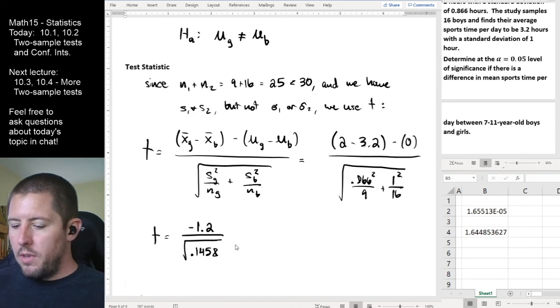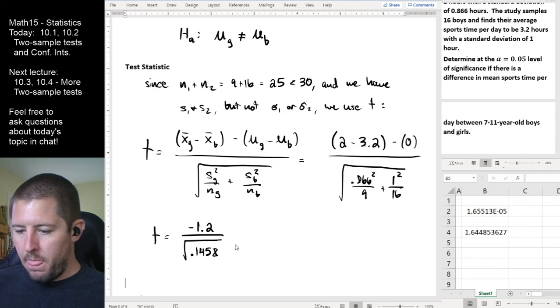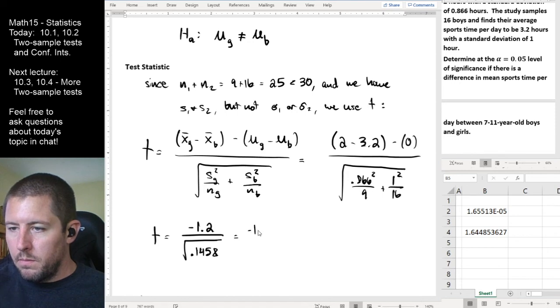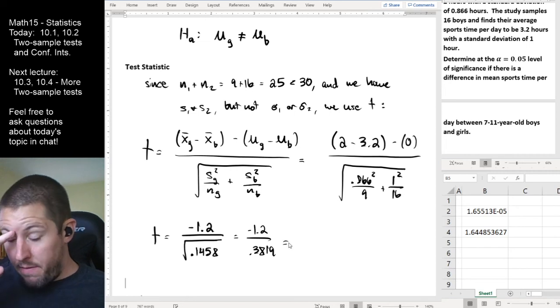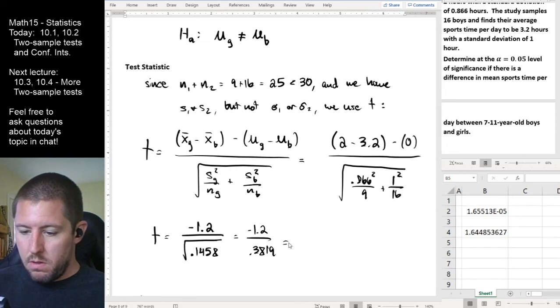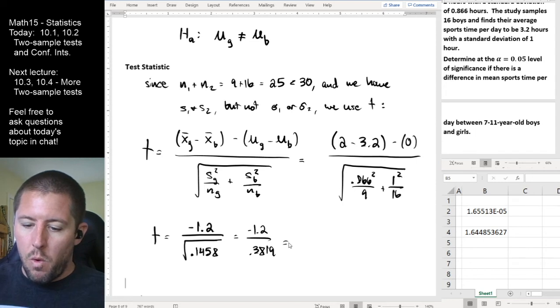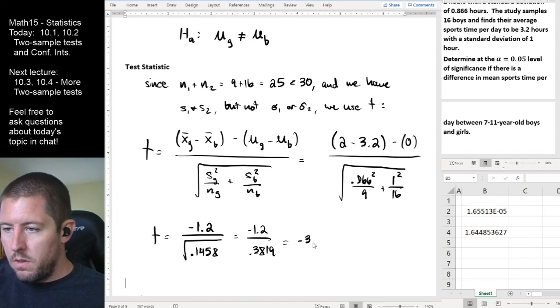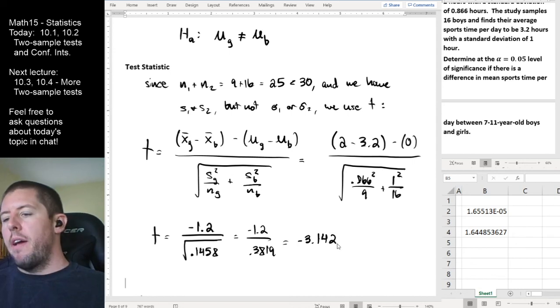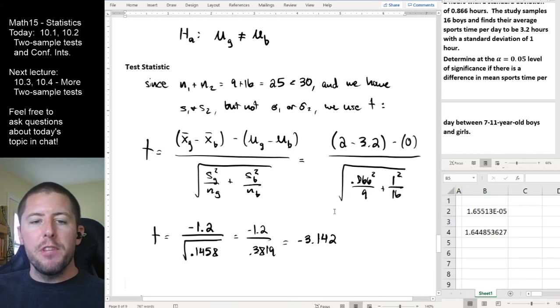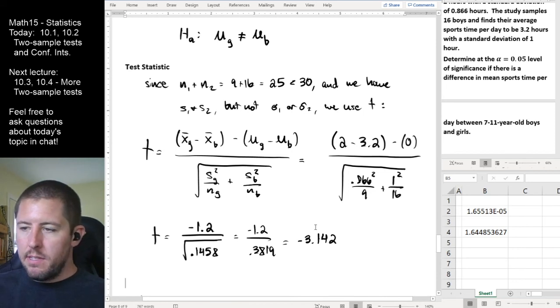Okay, so now I can go ahead and take the square root of this. I'm getting 0.3819, and doing my final division here, I get negative 3.142. This still seems to me like a relatively extreme event: if the null hypothesis were true and there's no difference, then this is a relatively extreme observation. This is an observation that's a little bit more than 3 standard deviations below average.